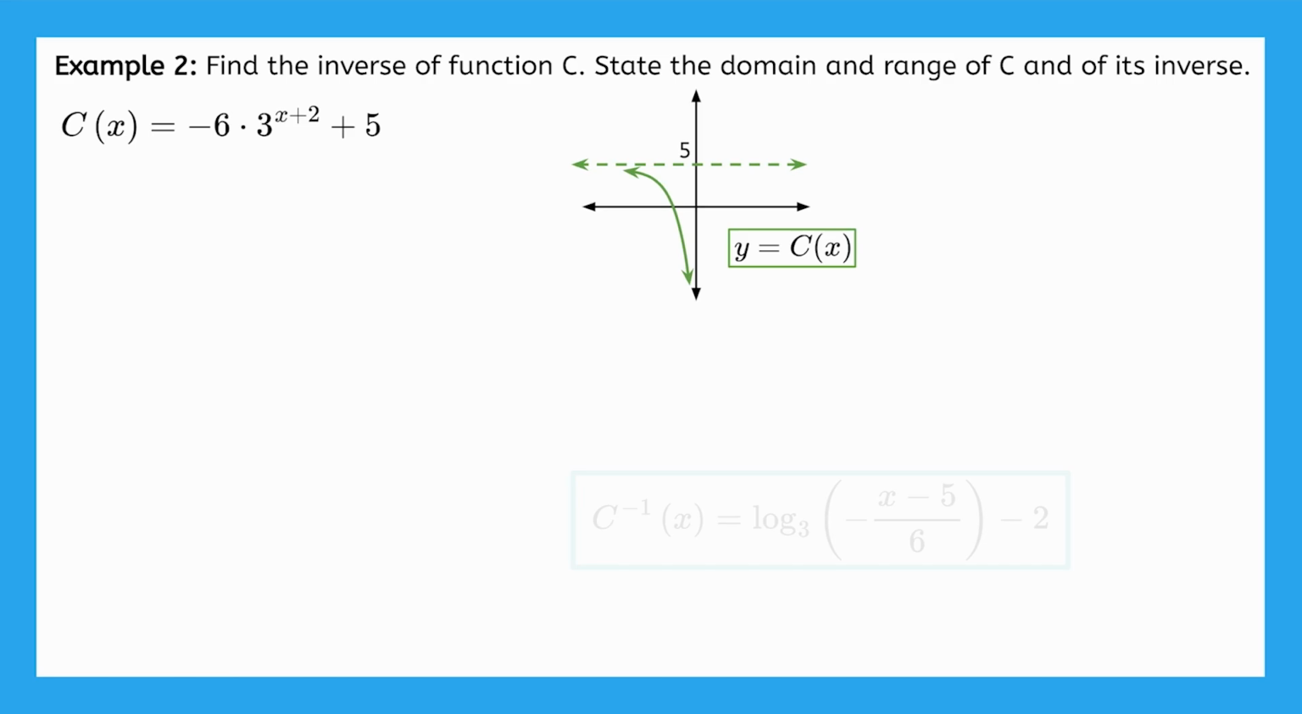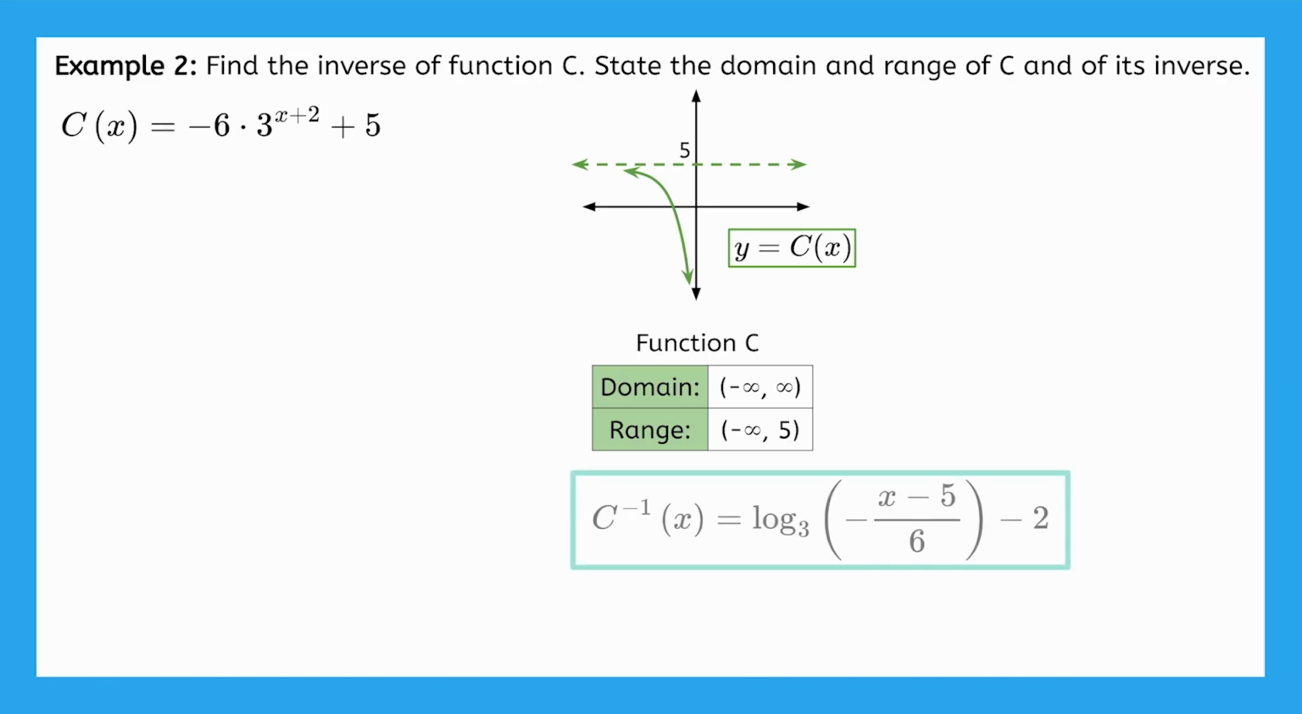Therefore, we can see the domain of c is from negative infinity to infinity, and its range is from negative infinity to 5, non-inclusive. How do we find the domain and range of the inverse? Since we already found the equation of c inverse, we could go ahead and sketch its graph just like we did for c. But can you think of a simpler way of finding the domain and range of c inverse?